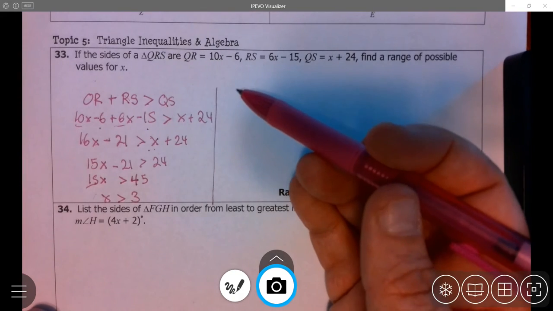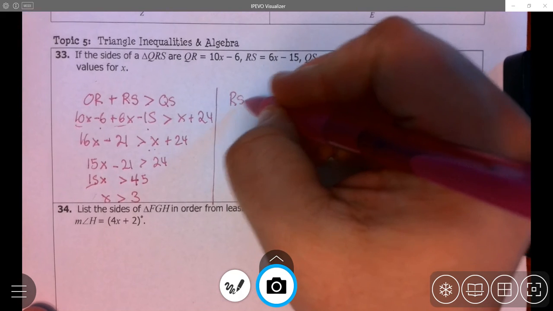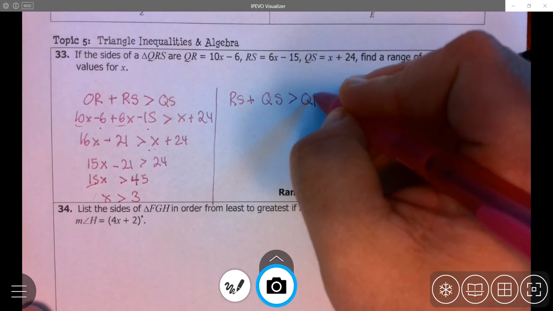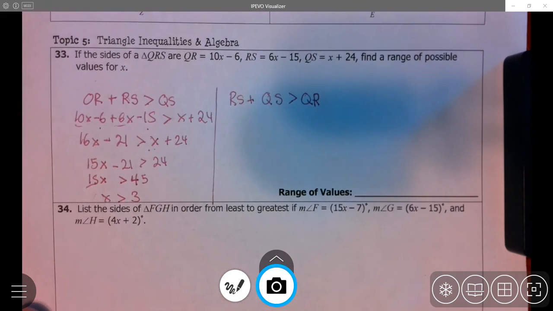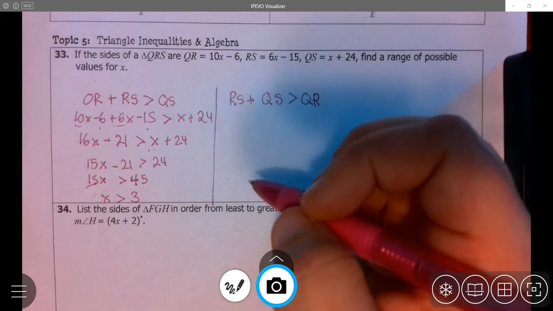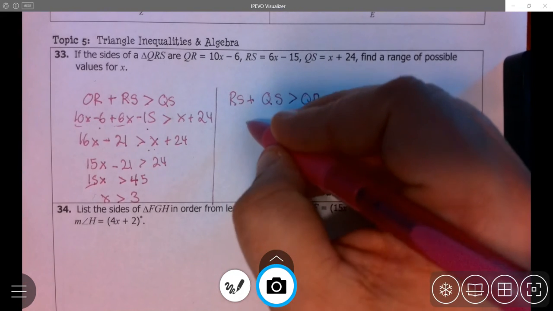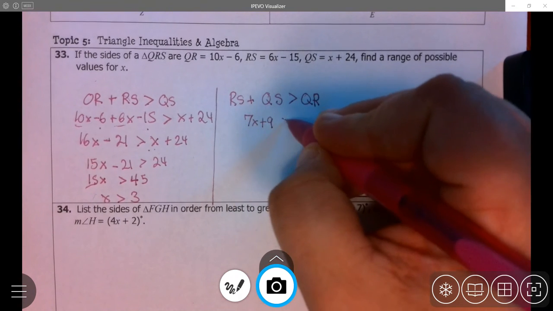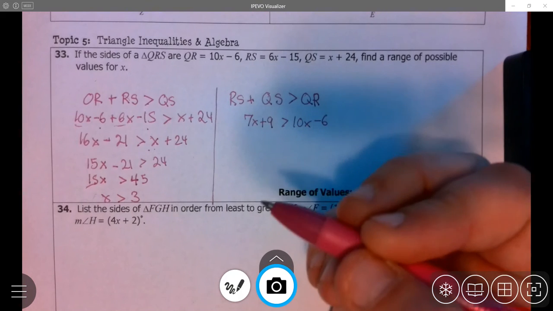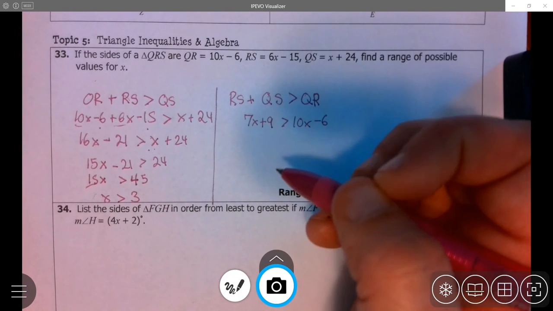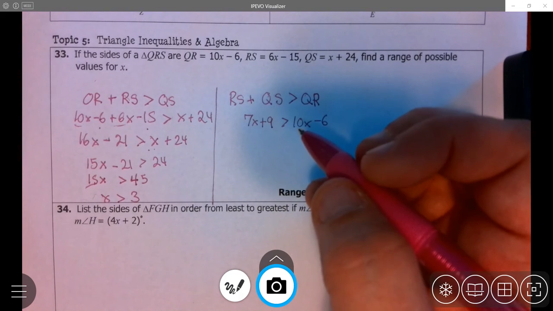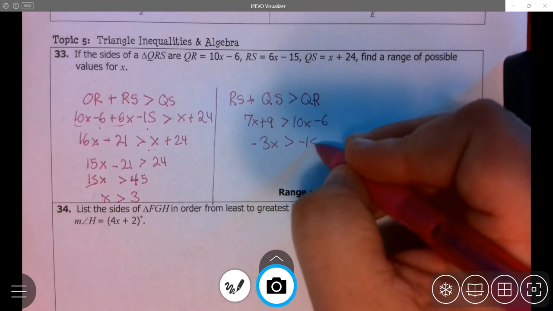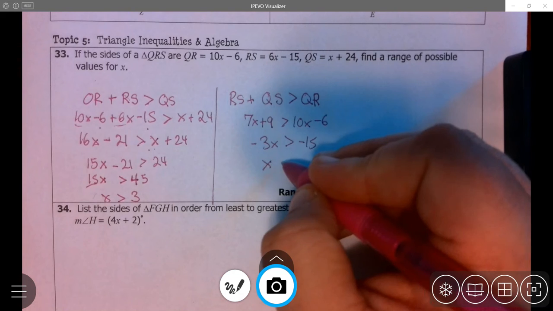The next scenario would include RS plus QS is greater than QR. So these two sides are shorter than QR when added together. And when I do my substitution and combine like terms, I'll get 7x plus 9 is greater than 10x minus 6. Subtract 10x from both sides, and add 9 to both sides is going to leave me with negative 3x is greater than negative 15, or x is less than 5.